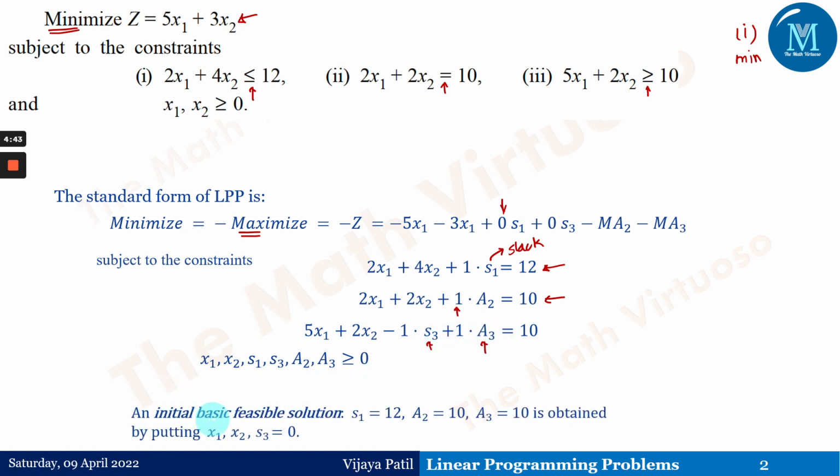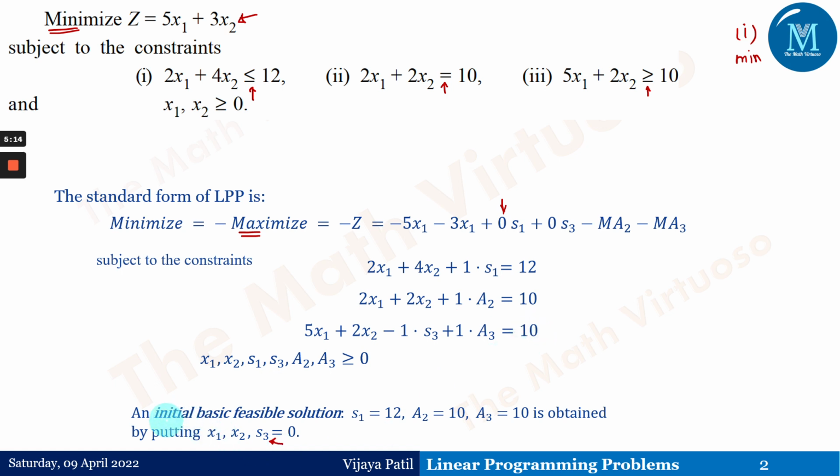Therefore, an initial basic feasible solution is S1 equals 12. If you observe the first constraint, to reach the initial basic feasible solution we have to put x1, x2 and s3 equal to 0. Why are we doing s3 equal to 0 in the present case? Otherwise, if the S3 remains in the basis, that basis will have a negative RHS, because this is minus S3 equals 10, so S3 will give us the value minus 10, but we don't want that.